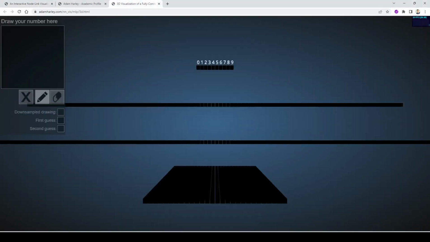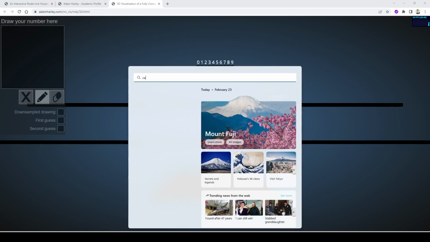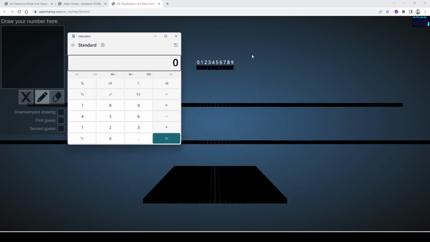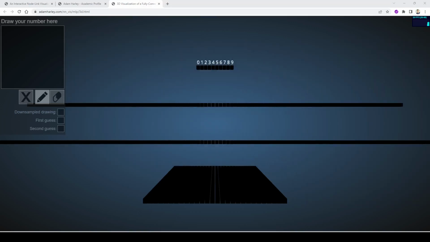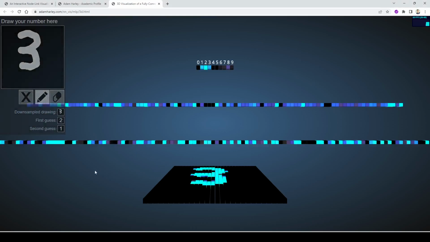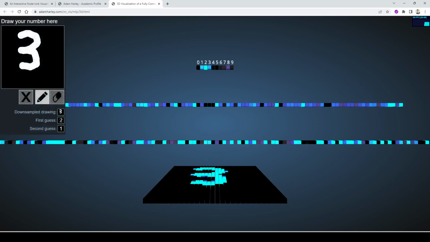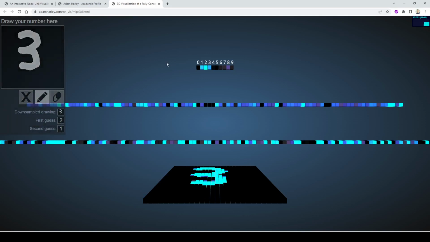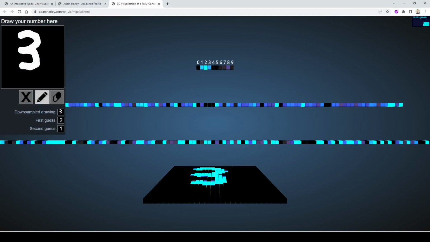All right, I'm going to pull up my calculator. Let's do some simple calculations together. Okay, so I'm going to go ahead and write some number here. Let's do number 3. So here is how the network is going to look. This is the input image, and surprisingly, the algorithm didn't realize that this is number 3. The first guess was 2, the second guess is 1. So neither of them is even close to what we have.